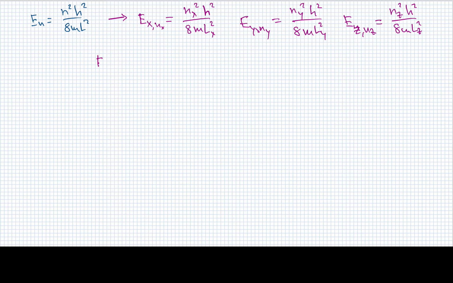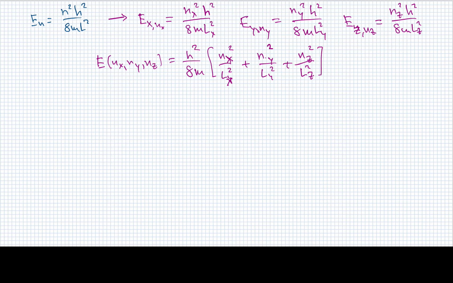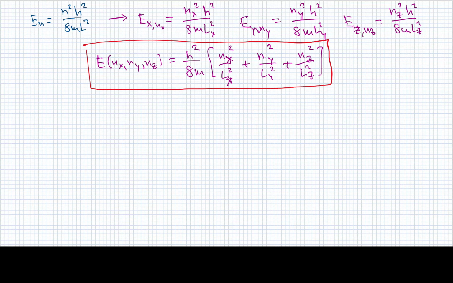So my total energies, again as functions of all three of these integers, can be written like this: h squared over 8m times nx squared over Lx squared plus ny squared over Ly squared plus nz squared over Lz squared. So these now are my solutions, my eigenvalues for the Schrödinger equation for this three-dimensional particle in a box.